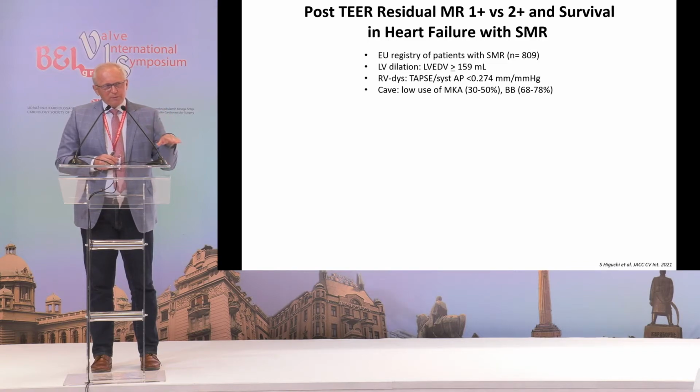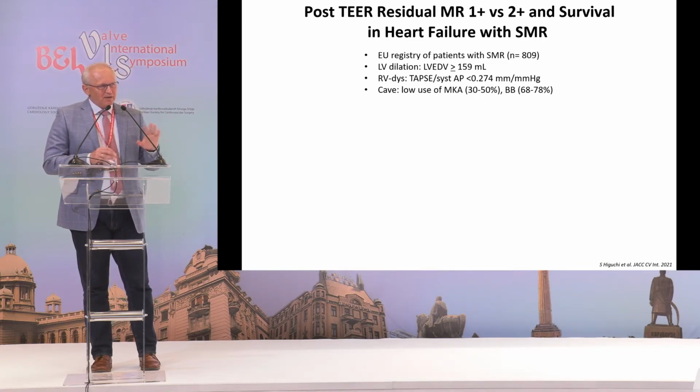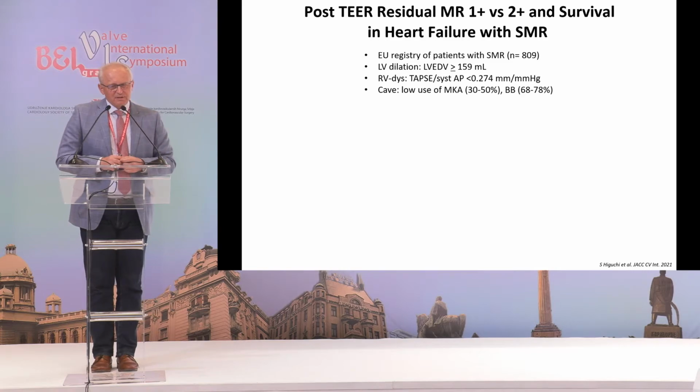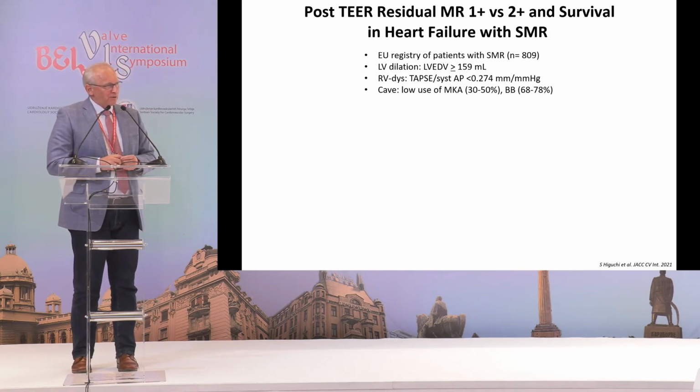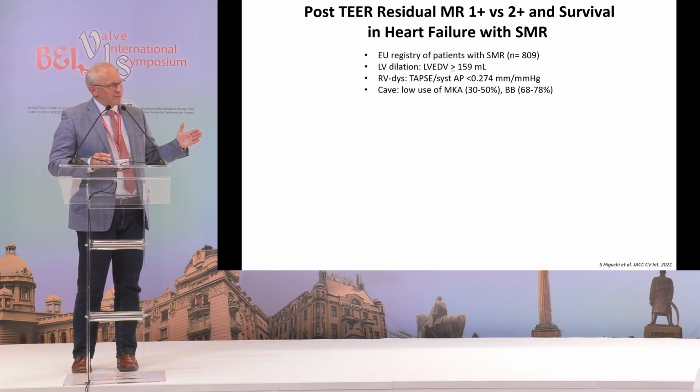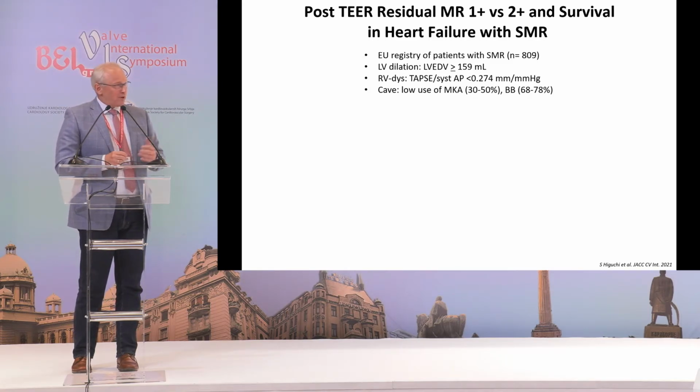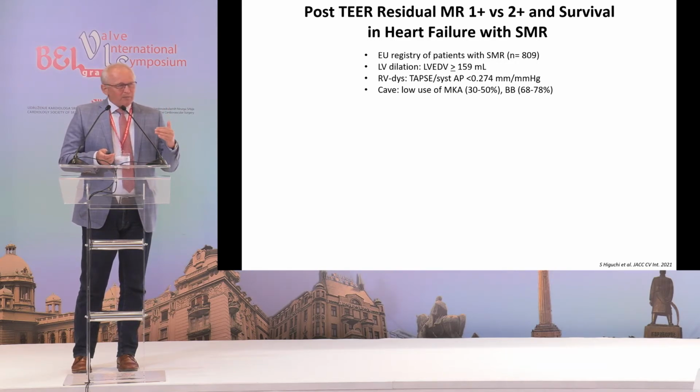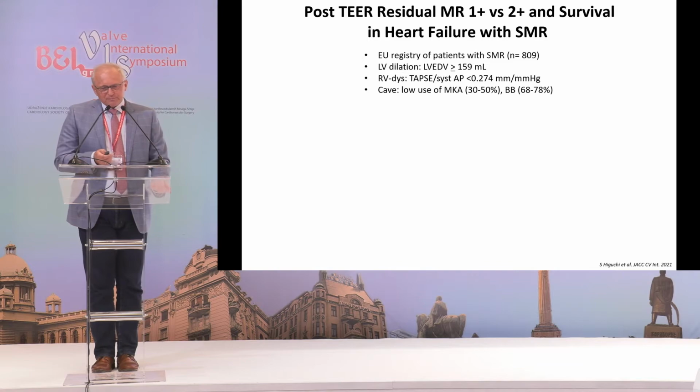When you dive into the paper, you also see some interesting things. You see, for instance, very low use of mineralocorticoid antagonists in this registry, only 30 to 50% across these 4 categories. Beta blockers quite good, between 70 to 80%. So let's keep that in mind when we are looking at the data.